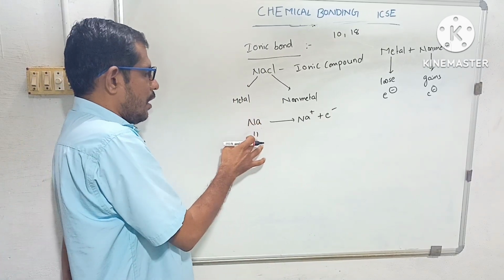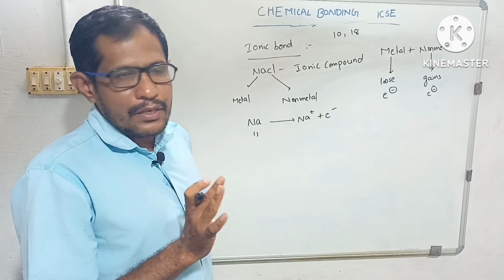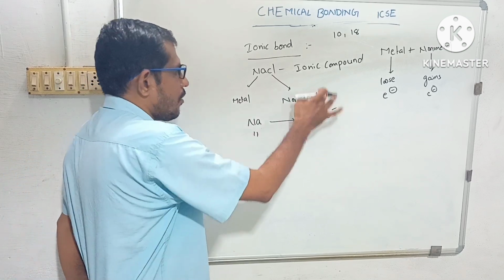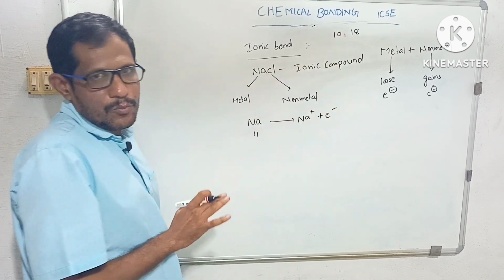So sodium has 11 electrons. Atomic number is equal to the number of electrons for a neutral atom. By losing 1 electron, it becomes charged, gets 10 electrons, and becomes stable.